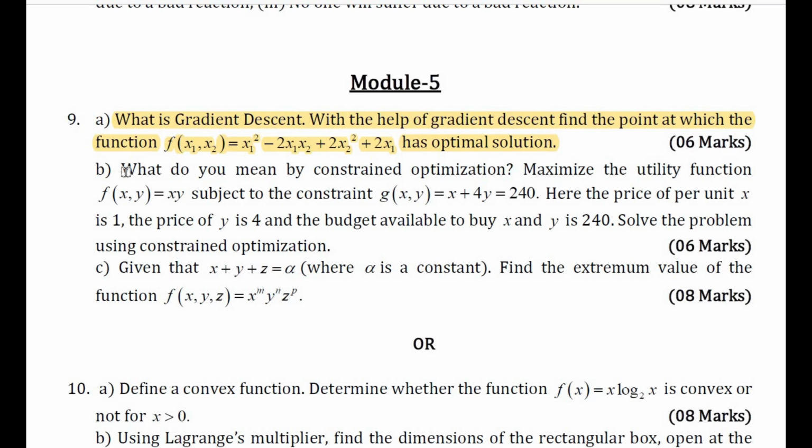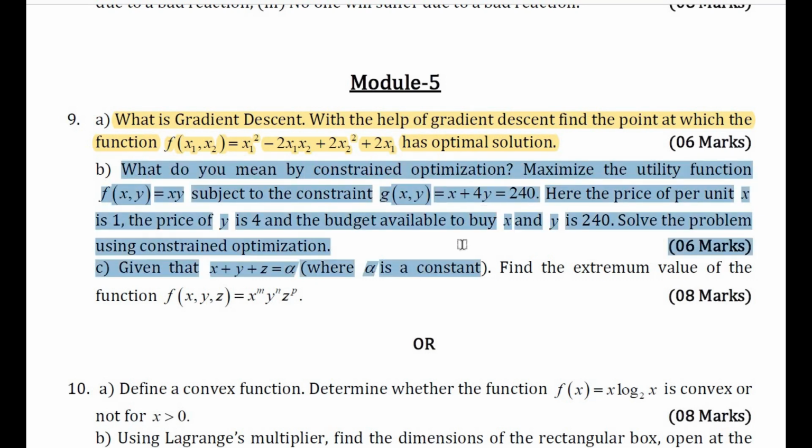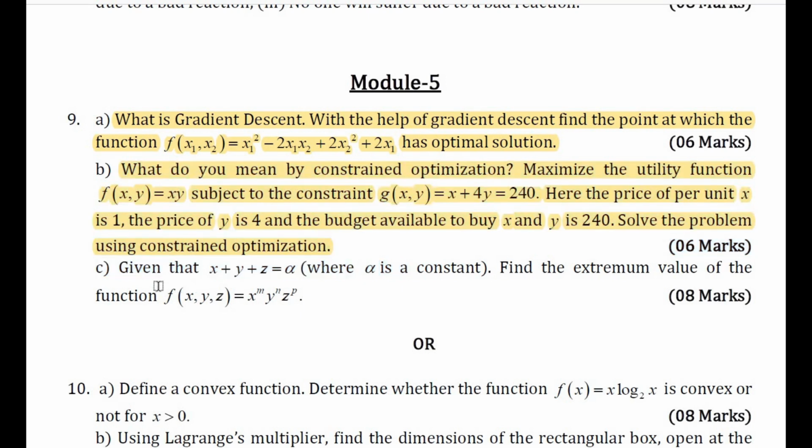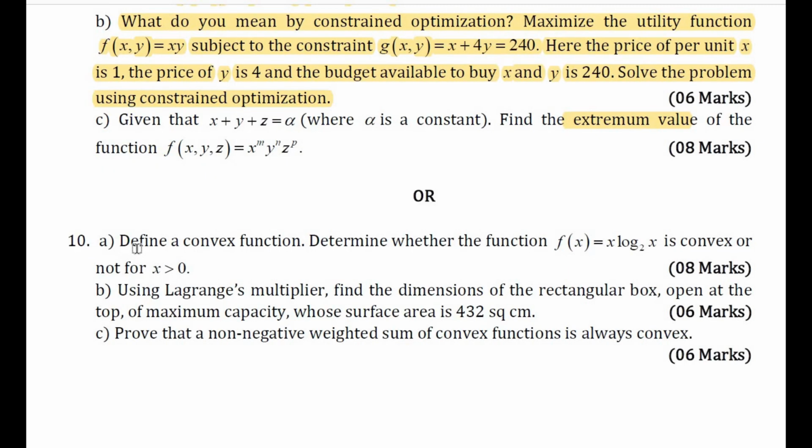Moving on to question number 9B, the problem is on constraint optimization. Using the concept of constraint optimization, you can solve this problem easily. Moving on to question number 9C, the problem is on extreme values. You can solve easily by using the concept of extreme values. The optional problem 10A is to define a convex function and determine whether the given function f of x is convex or not.